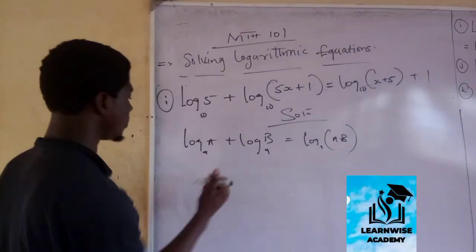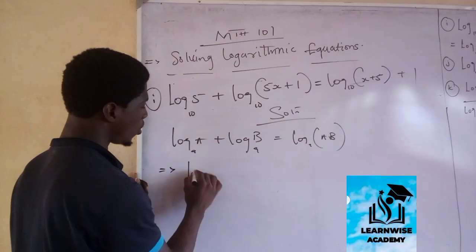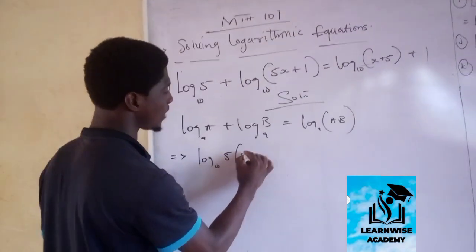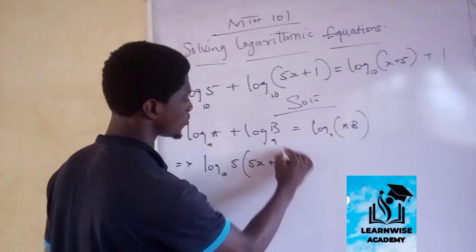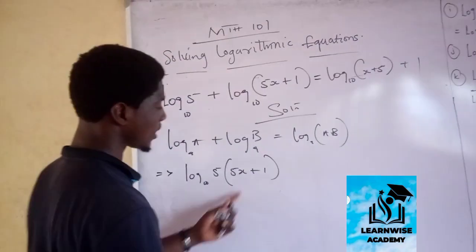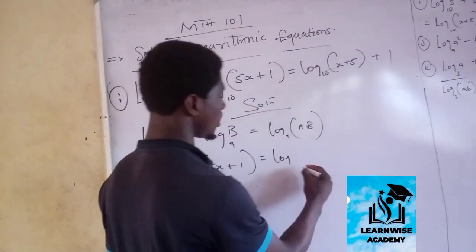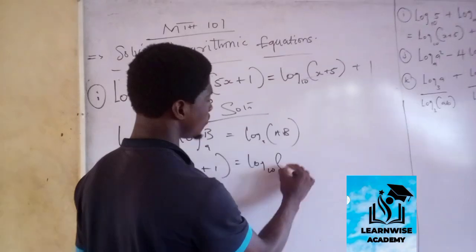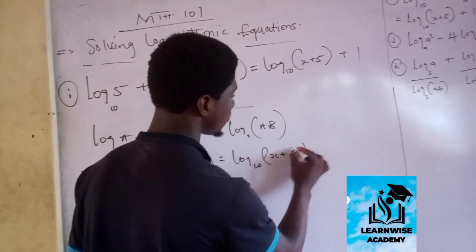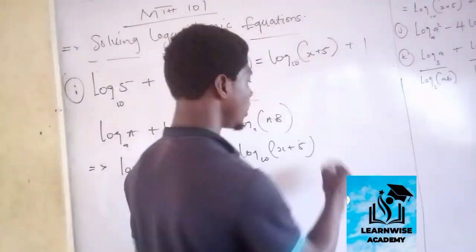We do it here. What are we going to have? Log base 10 of 5 bracket 5x + 1. Please, the bracket is also denoted as multiplication. And this equals log base 10 of the bracket (x + 5). But you will notice something very strange here: there is a plus 1.